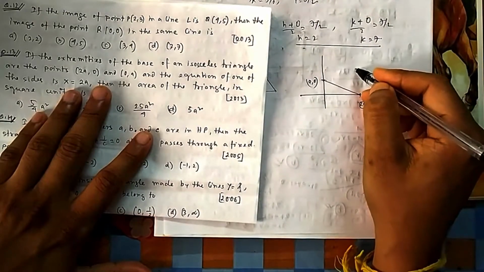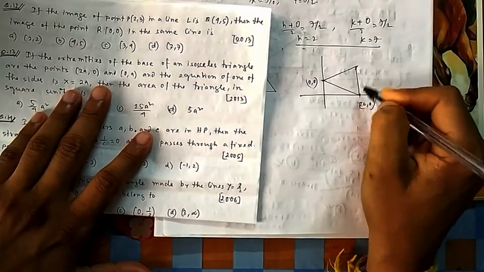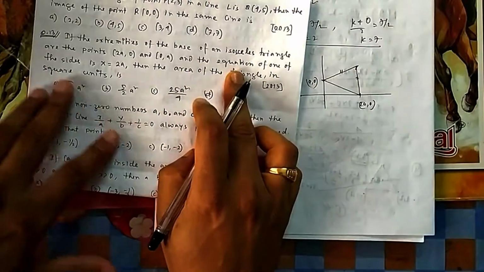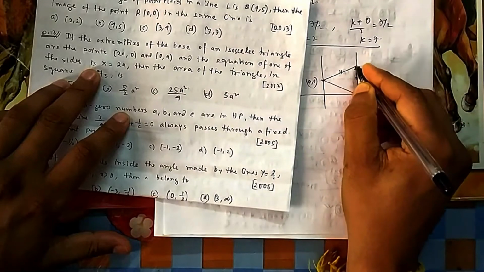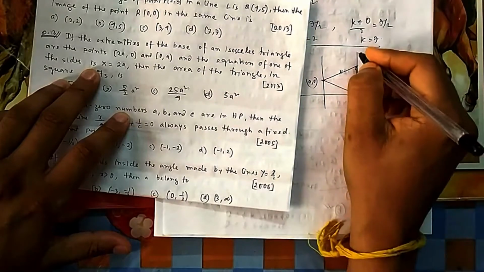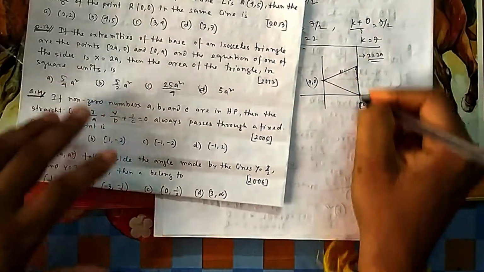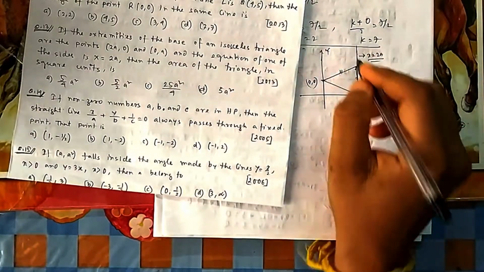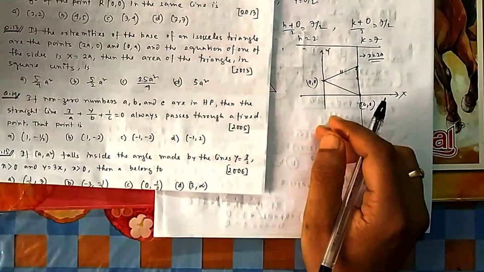So obviously my isosceles triangle will be of this fashion. So this side and this side should be equal. This is the base. And the equation of one of the sides is x = 2a. So okay, this side is x = 2a. By luck I have drawn it the same also. So it is x = 2, this line, because x = 2a is parallel to the y axis. The area of the triangle in square units, what will be the area of this triangle?